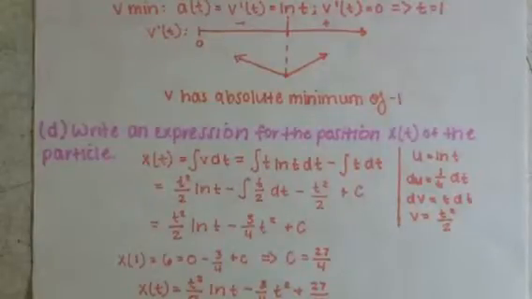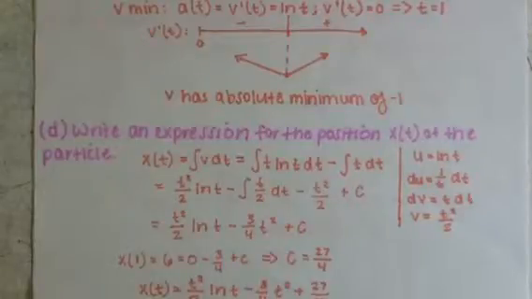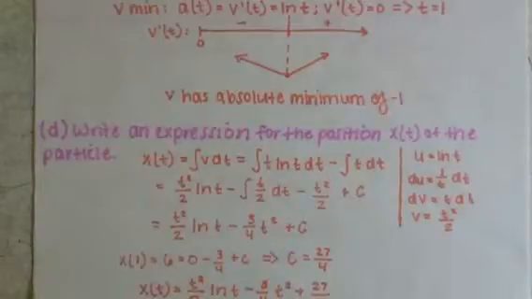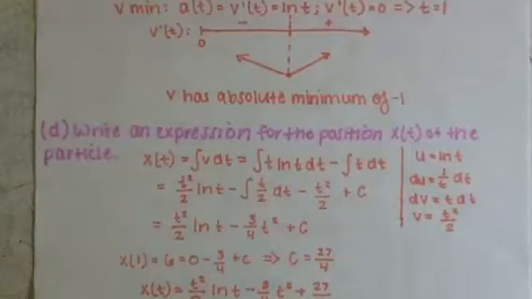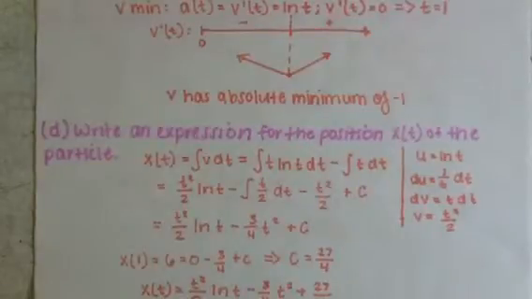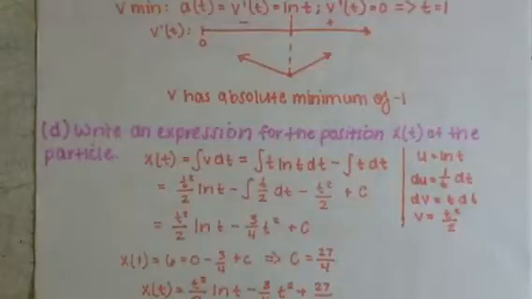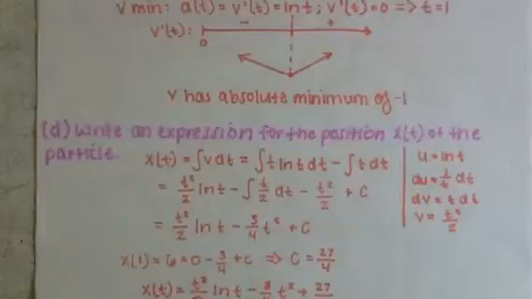And to do this, for the first part, we used the u dv formula. So integral of u dv equals uv minus integral of v du. So our u is ln of t, our du is 1 over t dt, our dv is t dt, and our v is t squared over 2. So we just plug that into the equation, and for the second part, just solve it like a regular integral.